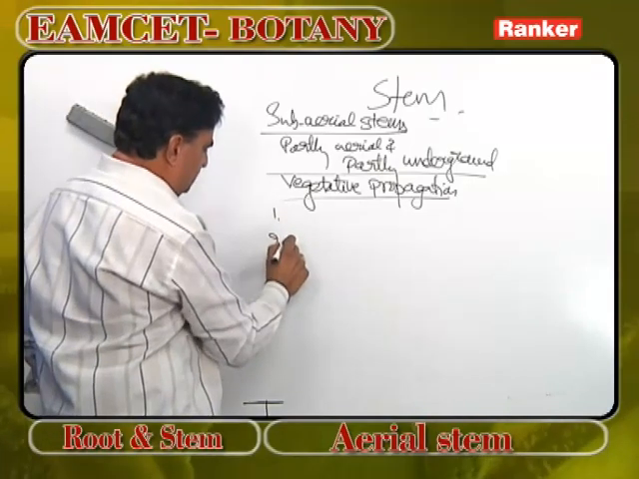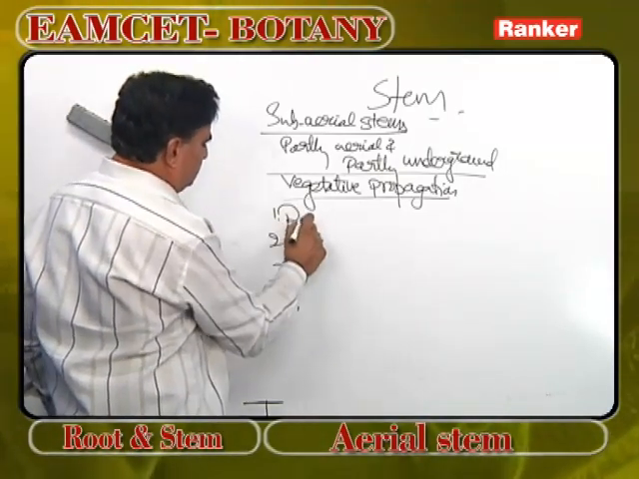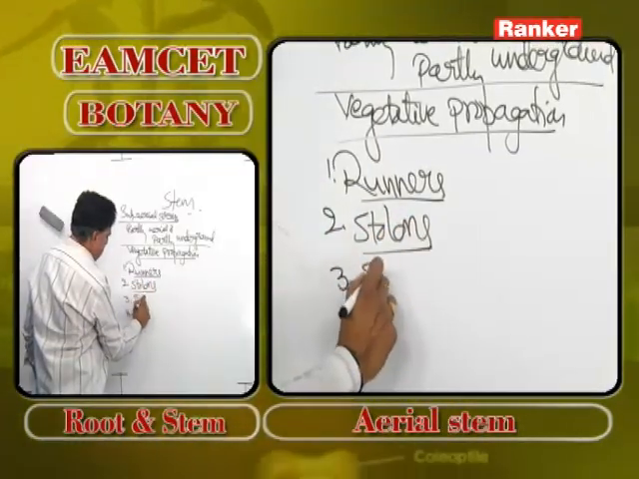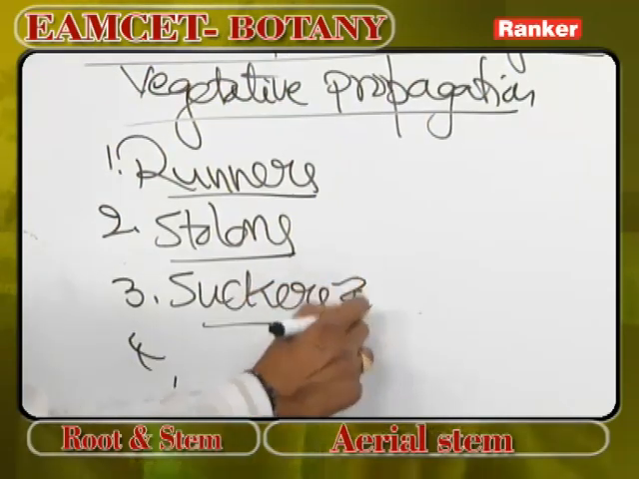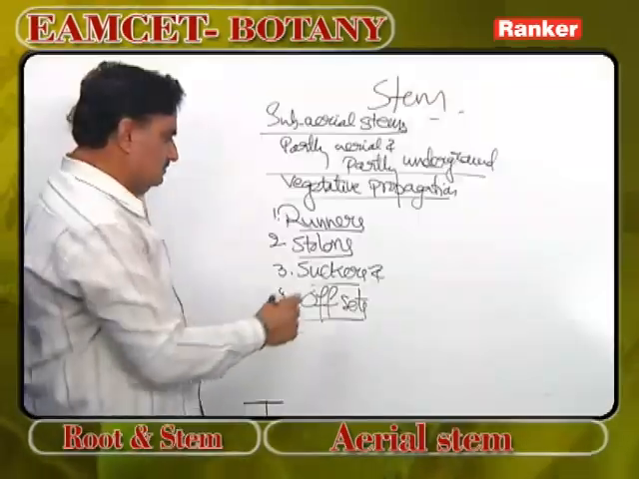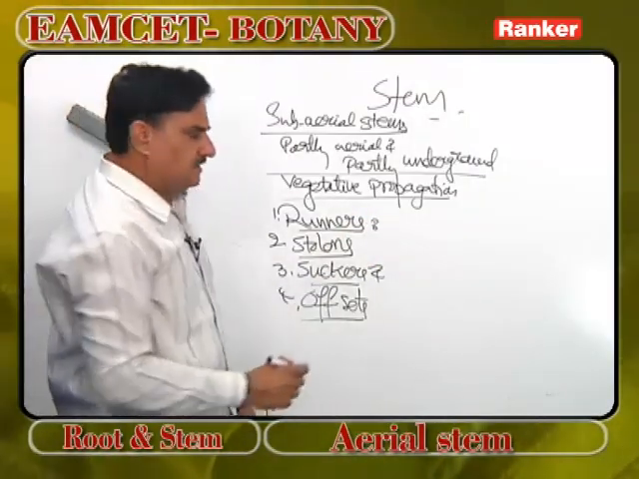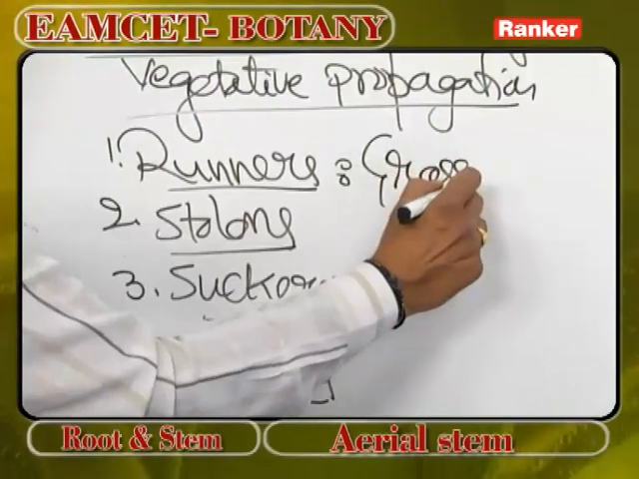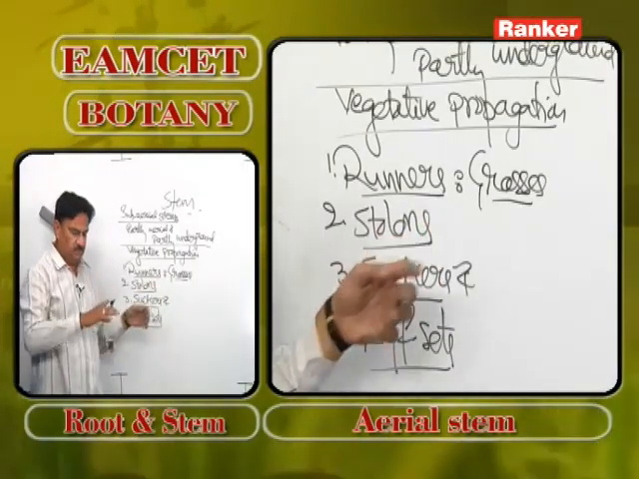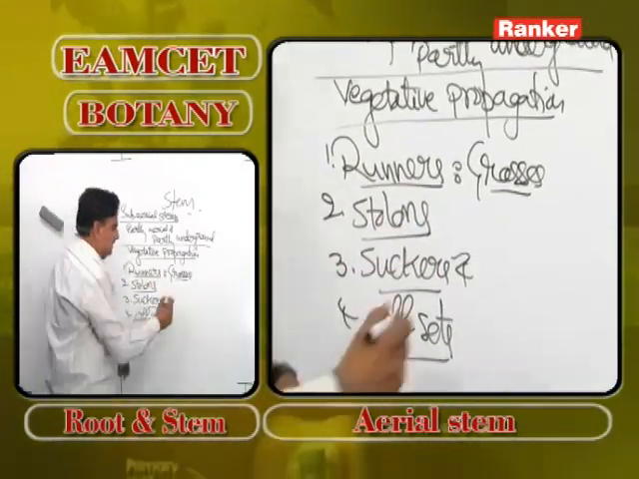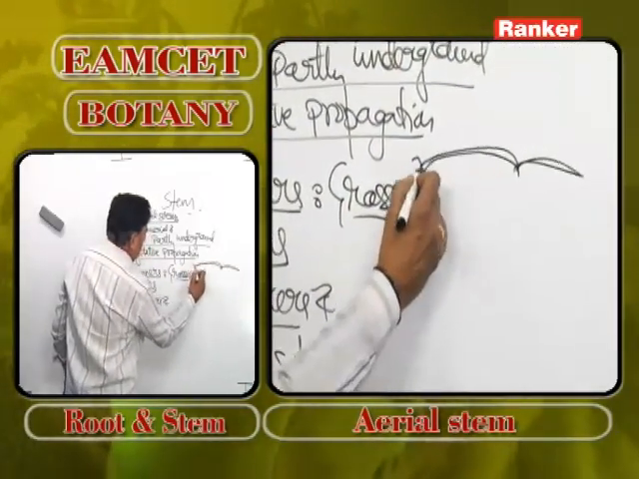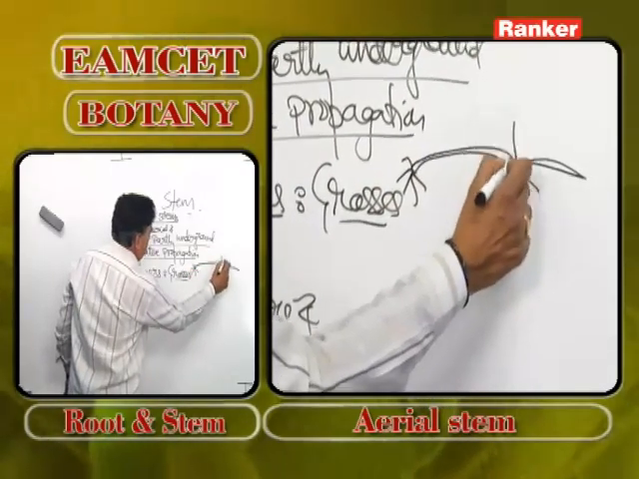The subaerial stems are broadly classified into 4 types: runners, stolons, suckers and offsets. First, runner. Runners are normally found in grasses. In many grasses, the stem is very weak, so the stem grows horizontally on the soil. Every stem shows a prominent node and a long internode. Whenever the node touches the soil, it develops adventitious roots and new plants.